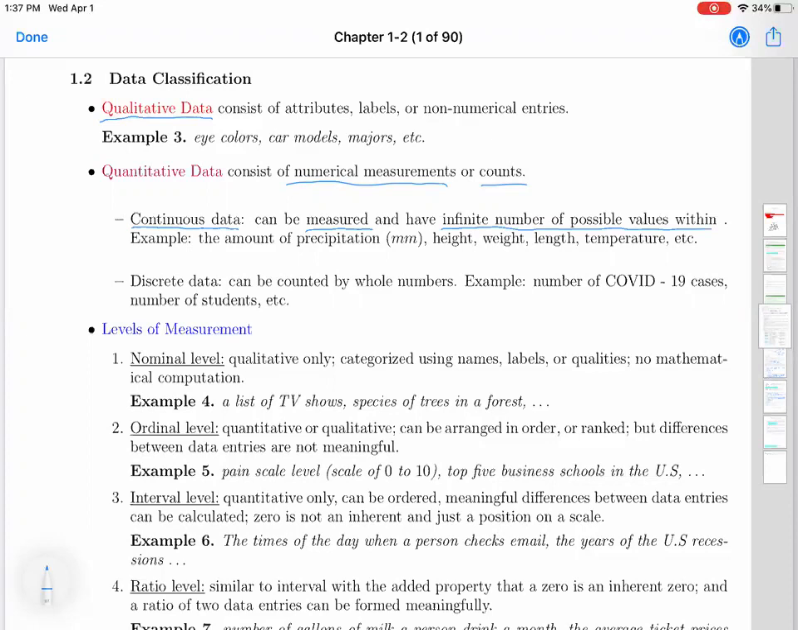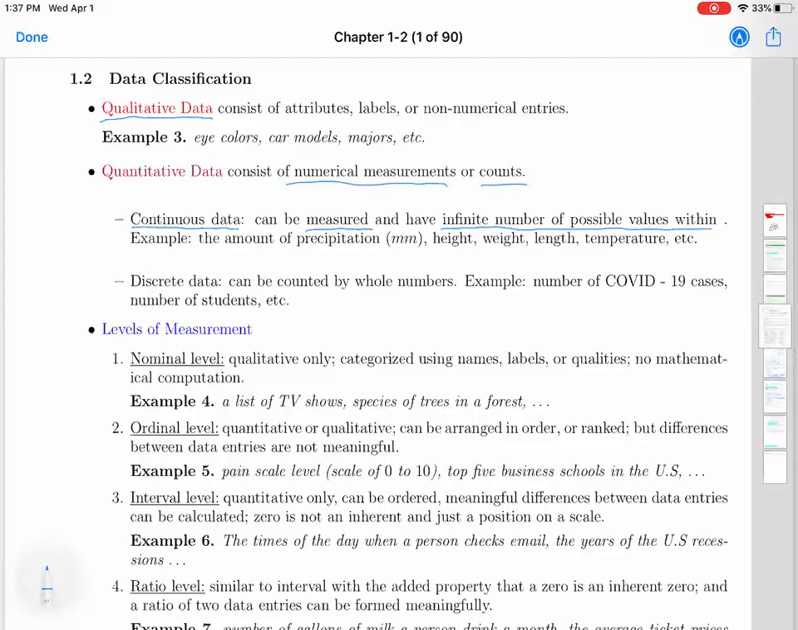You can think of percentages, ratios, decimals as values of continuous data. For example, you can measure the amount of precipitation in millimeters. Or you can measure your height in inches and feet. You can measure your weight using pounds. You can measure the length of a certain object. You can measure temperatures, and so on and so forth.